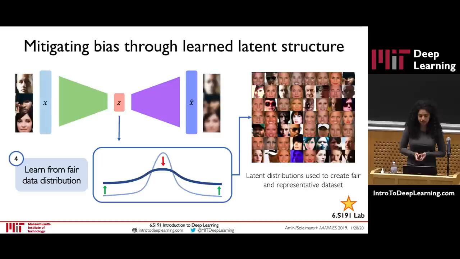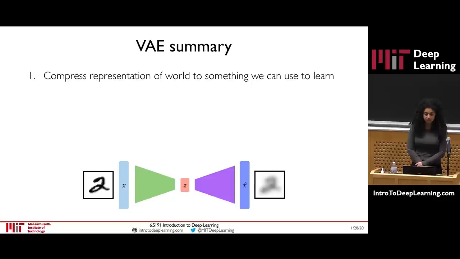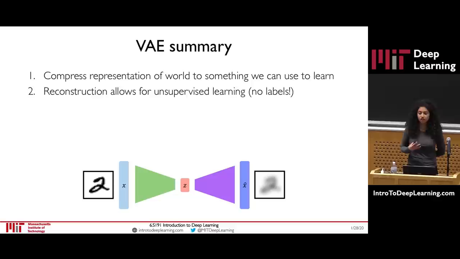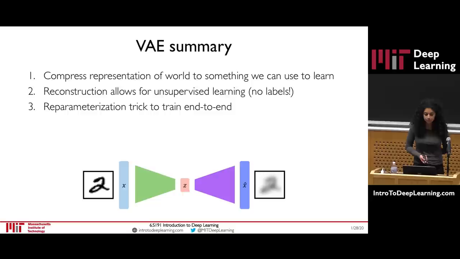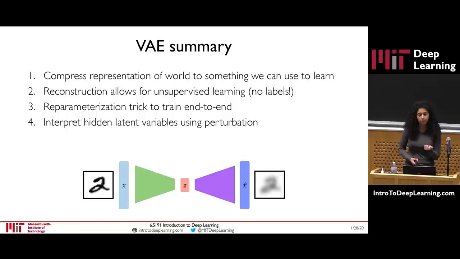Okay, so to reiterate and summarize some of the key points of VAEs: these VAEs encode a compressed representation of the world by learning these underlying latent features. And from this representation, we can sample to generate reconstructions of the input data in an unsupervised fashion. We can use the reparameterization trick to train our networks end-to-end and use this perturbation approach to interpret and understand the meaning behind each of these hidden latent variables.